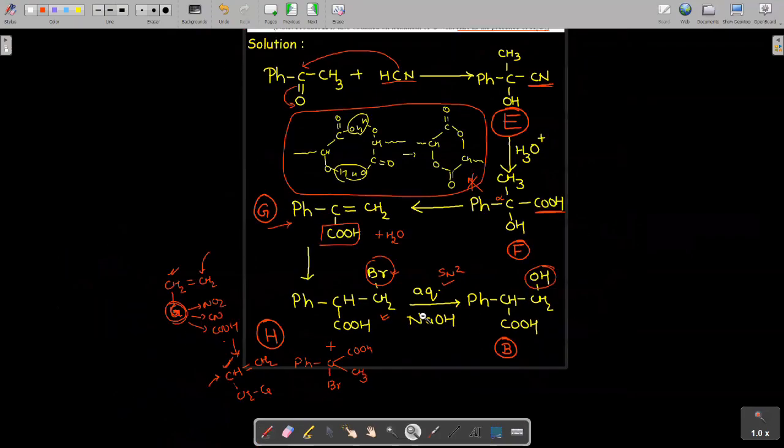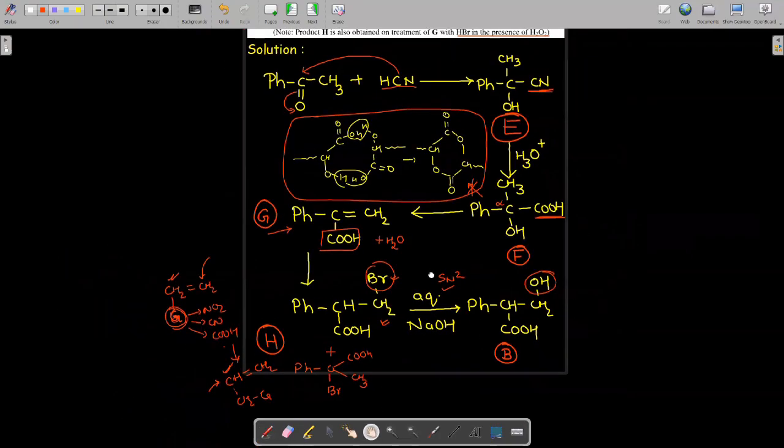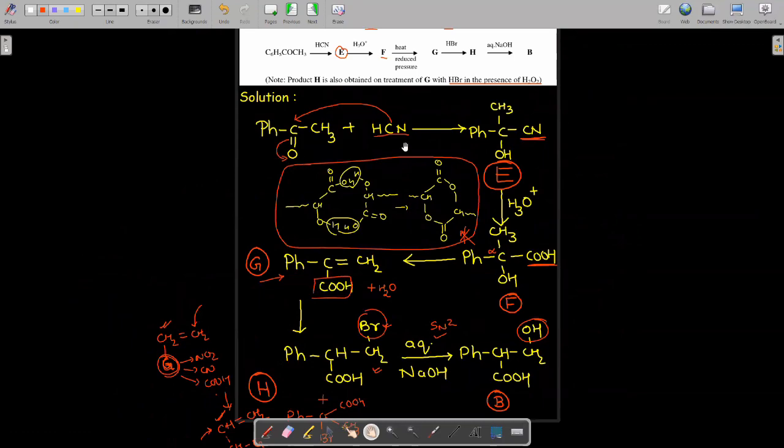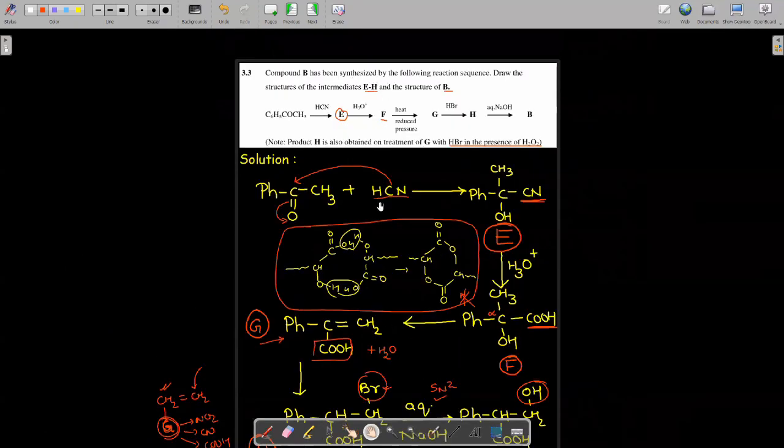So let me decrease the size so that you can have it all on one screen. See, first addition of HCN, then hydrolysis of CN to COOH, then dehydration. From G to H it is addition of HBr but by anti-Markovnikov mode, and then aqueous NaOH, SN2. Bromine is displaced with OH. So this was part 3.3.